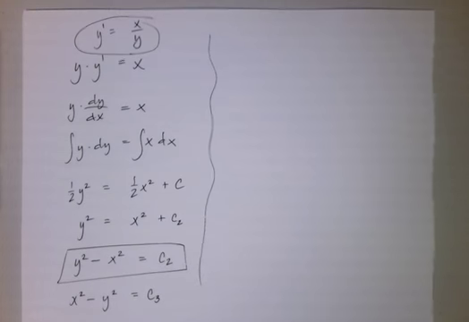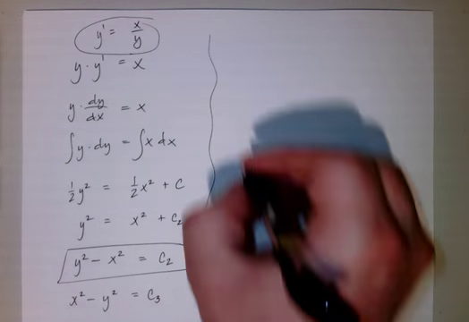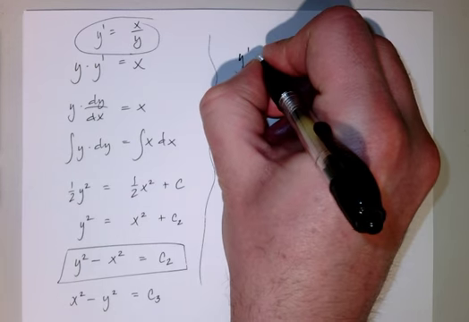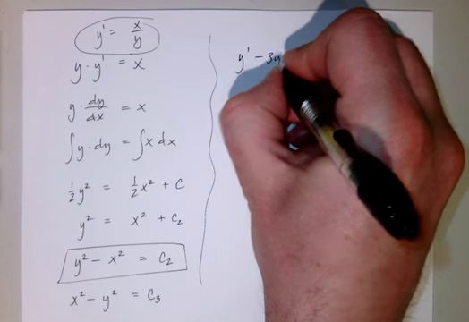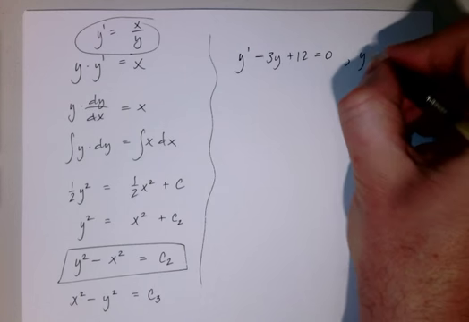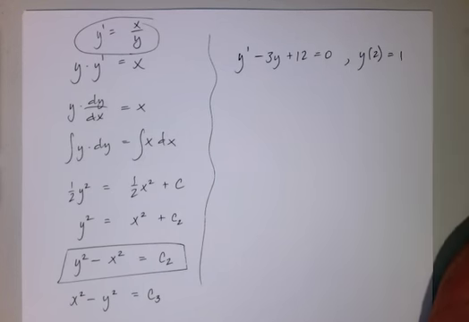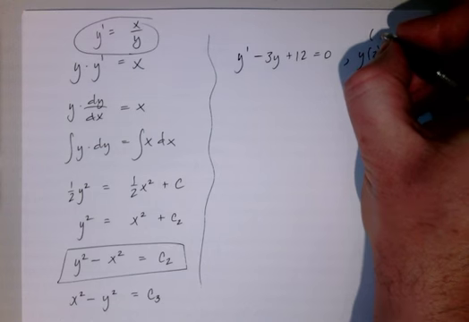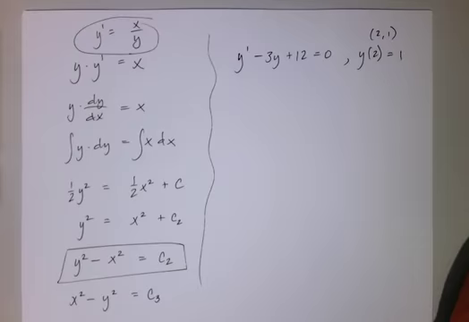Now, I've done about 4 examples of finding the general solution, so why don't we go ahead and, on this one, look for a particular solution, or what's oftentimes called an initial value problem. So I have y prime minus 3y plus 12 is equal to 0, and we're going to solve it for y of 2 is equal to 1, which means the ordered pair (2, 1).